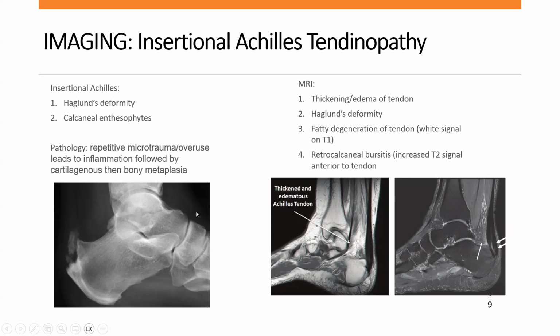On MRI, you can see thickening and degenerative changes of the tendon. You'll notice that Haglund's deformity as well, that prominence of bone. And then you'll notice a lot of inflammation in the adjacent bursa, or the fat pad adjacent to it.